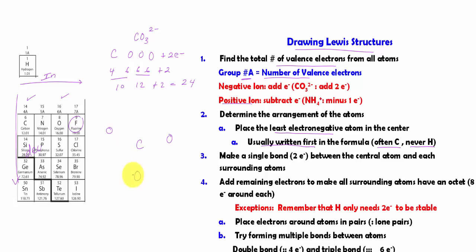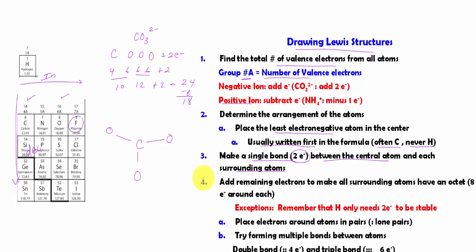surrounding the carbon. And the next step is to make a single bond. Remember, a single bond consists of 2 electrons, one donated from one atom, the other one donated from another atom. In this case, we have 3 surrounding atoms, so we make a single bond between the central atom and each surrounding atom. So we make 3 single bonds. Now, each single bond consists of 2 electrons, shared between the 2 atoms. So therefore, we use 2 times 3, for 6 electrons total. And that gives us a total of 18 electrons left. So that is step 3.